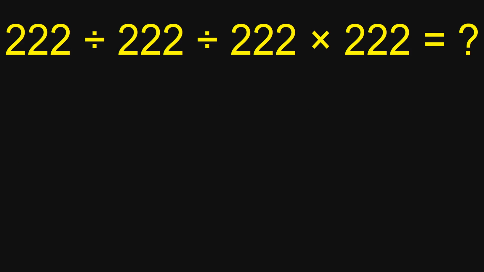In this problem we have 222 divided by 222 divided by 222 times 222. According to the order of operations, we have to work from left to right. So first we have to do this division, then this division, and finally this multiplication.